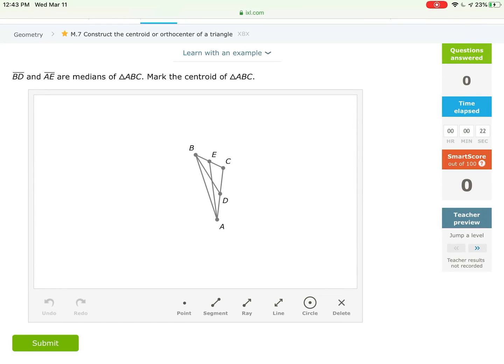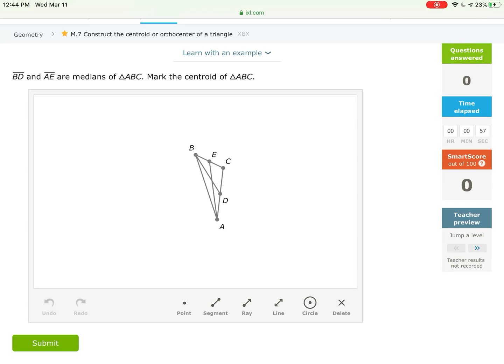All right, in this video, I'm going to go over IXL section M7, which is constructing the centroid and the orthocenter of a triangle. Kind of like the last two constructions that we did, the inscribed circle and the circumscribed circle. They were associated with a specific type of construction that we had learned much earlier in the year. The inscribed circle was associated with the angle bisectors.